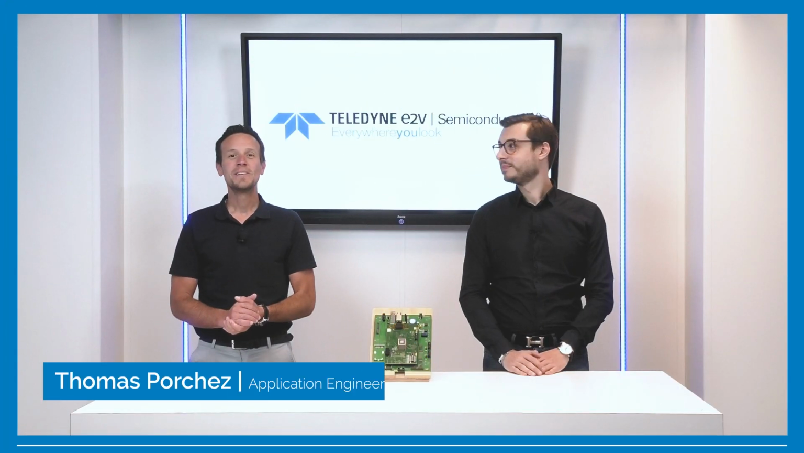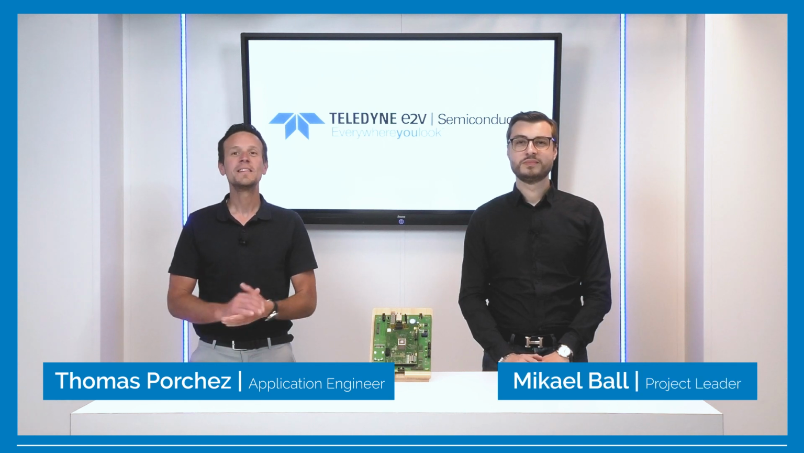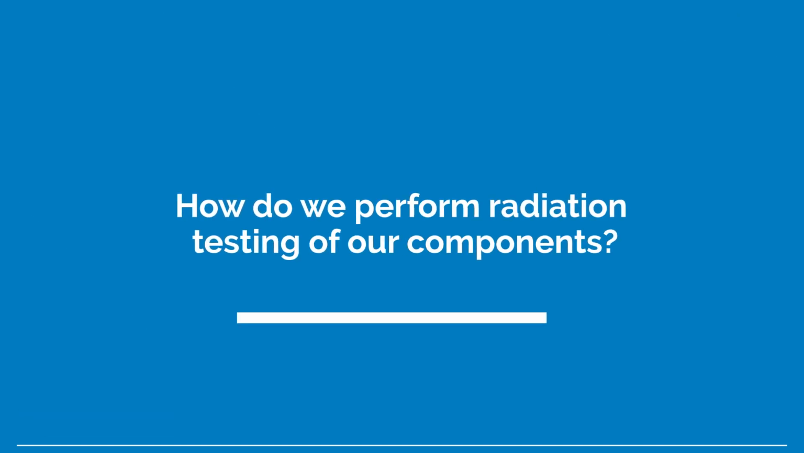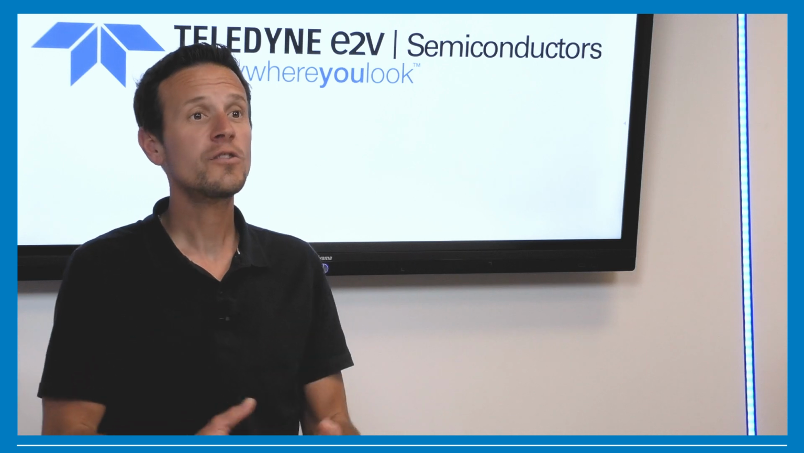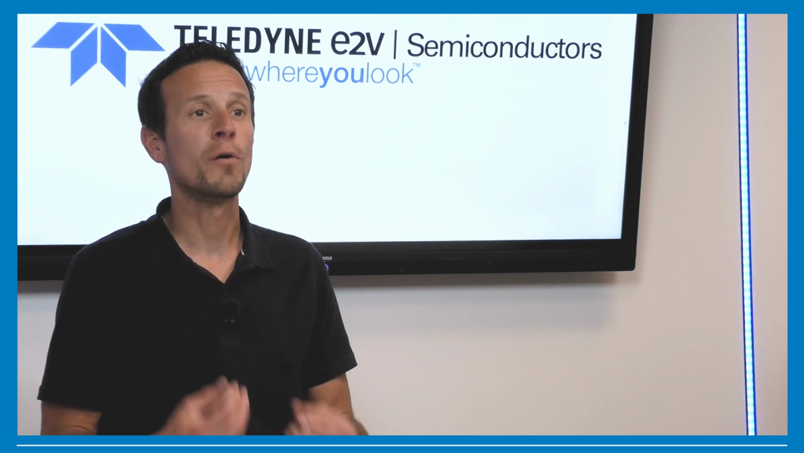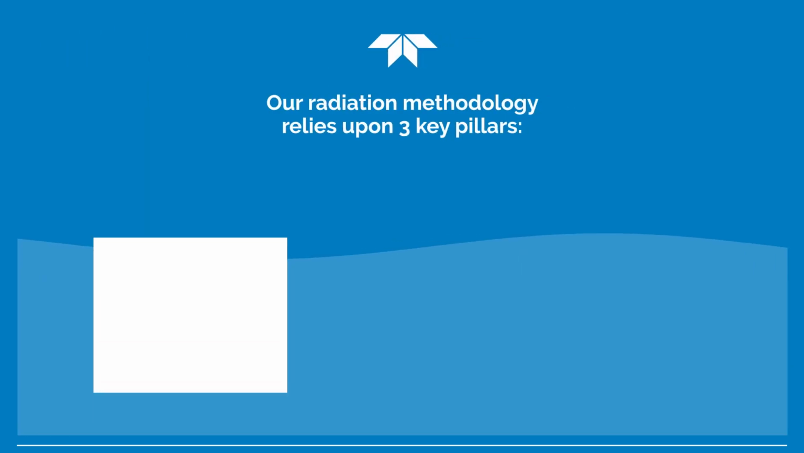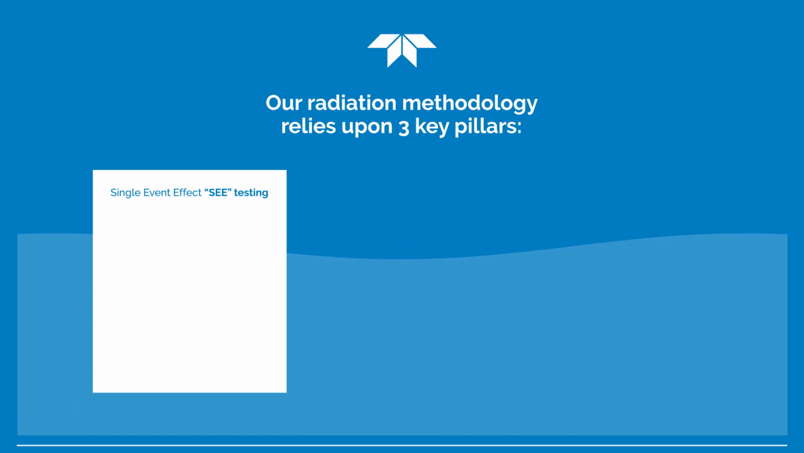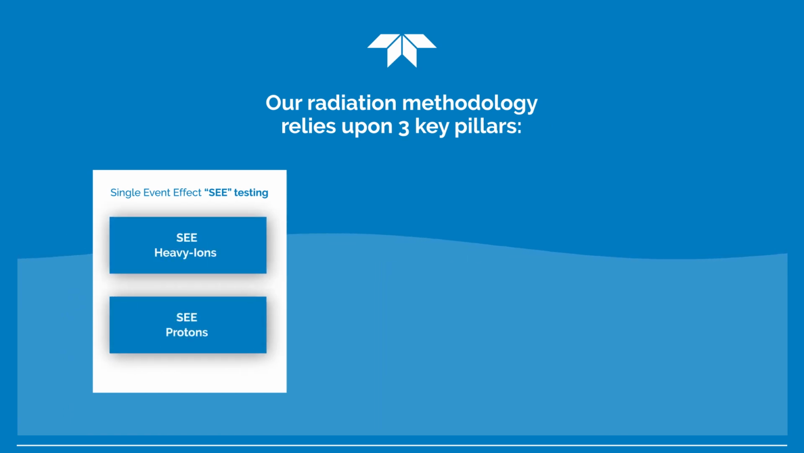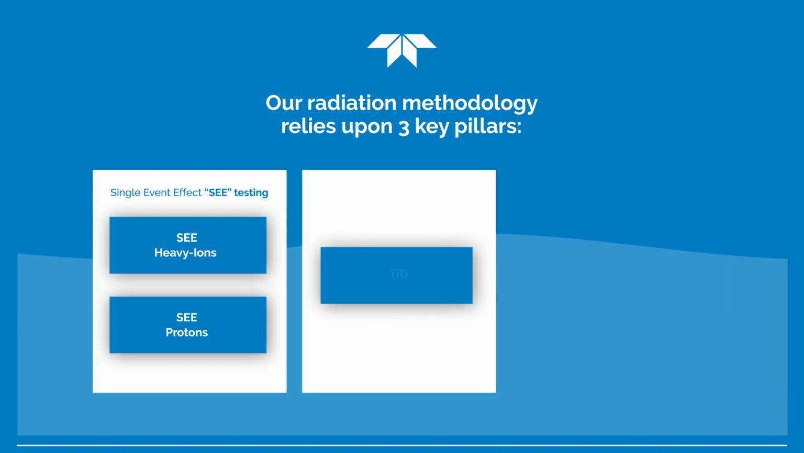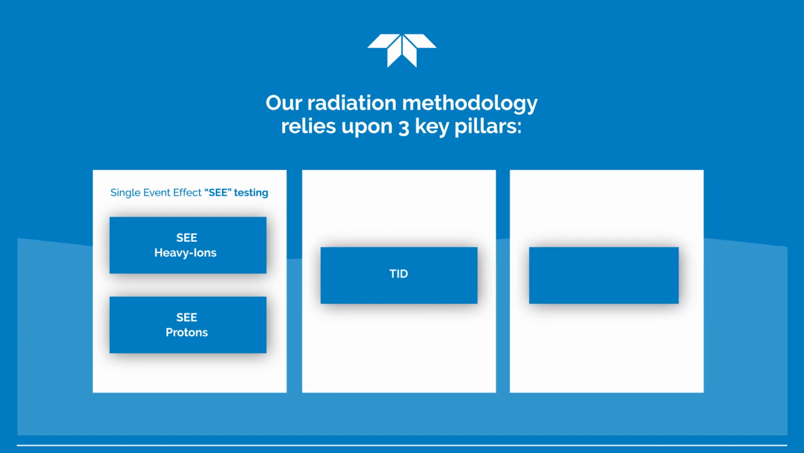Hello! Today we are going to focus on one key topic. How do we perform radiation testing of our components and how do we build the reports to provide relevant data to our customer? Our radiation methodology relies upon three key pillars: single event effect, SEE testing, covering heavy ions and protons, total ionizing dose, TID testing, and mitigations.